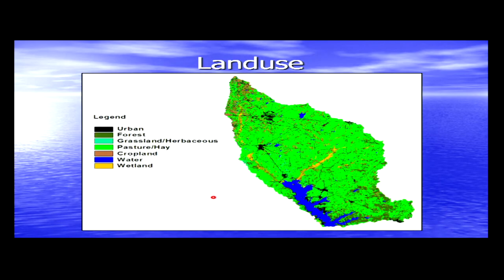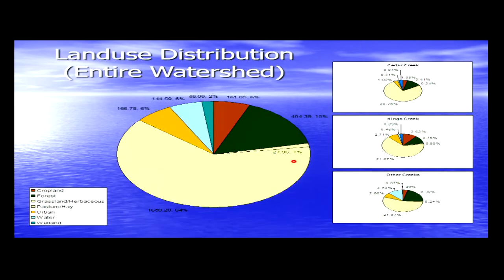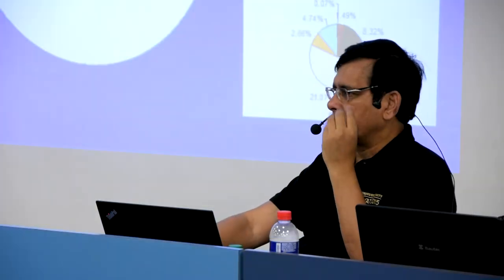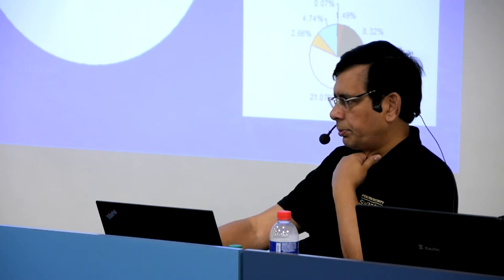So this is the land use distribution. As you can see, most of it is pasture or hay. So in the pasture land, you have a lot of animals in the watershed. It's dominated by pasture. If I go to the next slide, you can see the yellow color, almost 64% of the watershed is pasture or hay. The cropland is only 6%. The urban land is also 6%. So the crop and urban lands are only 6%, whereas grassland or pasture land is about 64% in this watershed.